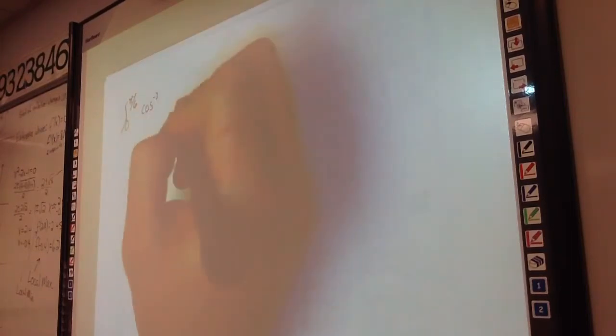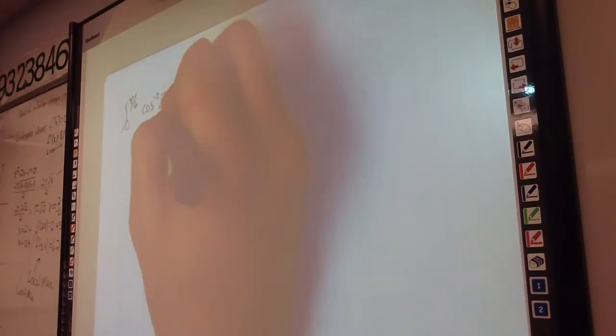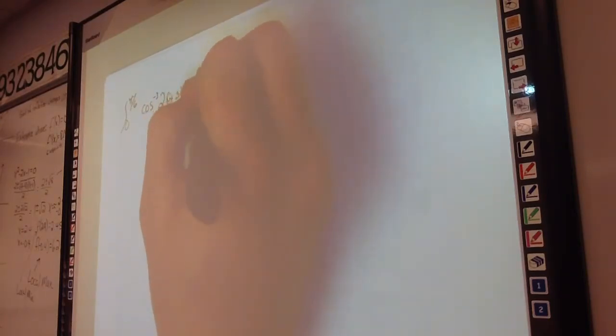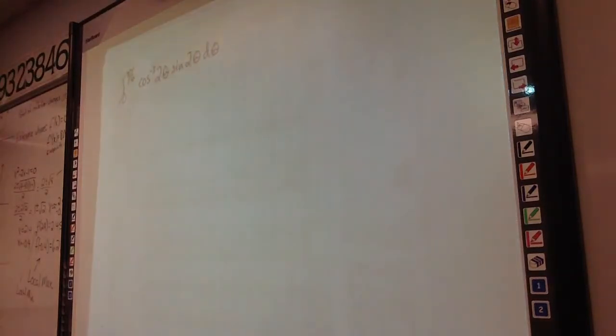0 to pi over 6 of cosine to the negative 3rd of 2 theta times sine of 2 theta d theta. Pure ugliness, I tell you, right there. That is like all the words I never received. Pi, theta, cosine, negative 3.